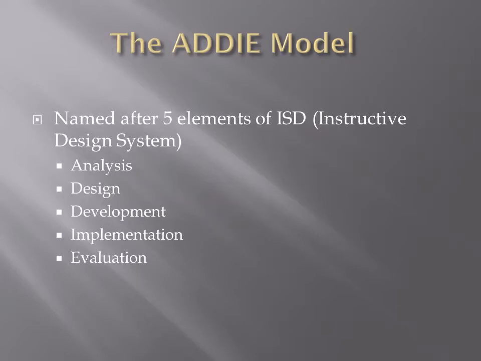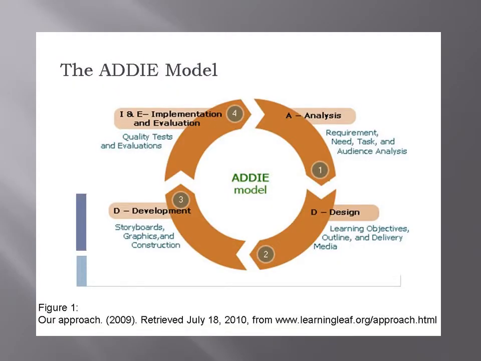The ADDIE model. The ADDIE model is a guideline that instructional designers and training developers use for effective training in 5 phases. These phases are analysis, design, development, implementation, and evaluation. This is a diagram of the ADDIE model, and it has 5 steps.